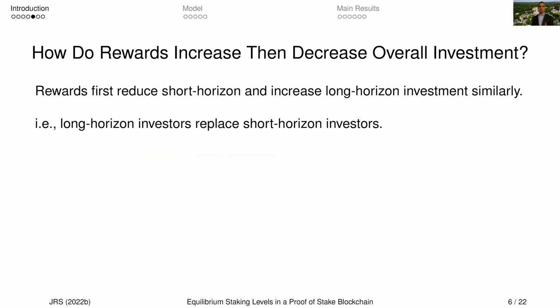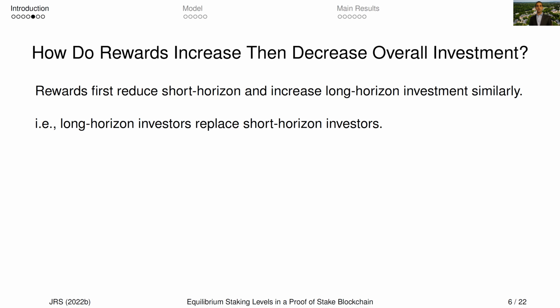But with that, let me also point out that we are certainly not saying that increases in rewards decrease overall investment. Increases in rewards will decrease short horizon investment, and it doesn't matter at what point you're increasing rewards, it will always decrease short horizon investment. What I was saying earlier is that it will sometimes decrease long horizon investment and sometimes increase long horizon investment. But if you want to think about the total amount of investment, because that's actually what is relevant for security, we do find that it's non-monotonic.